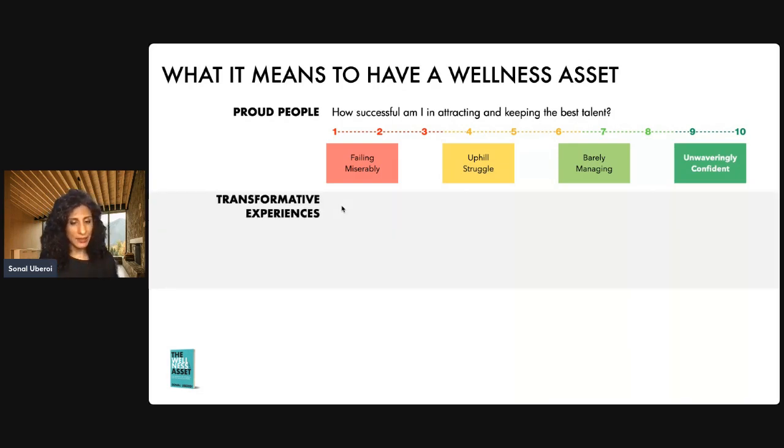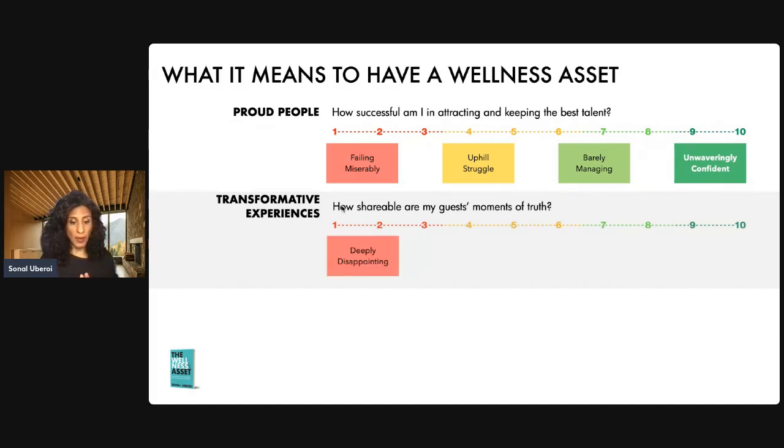The second outcome is transformative experiences. And most hoteliers ask themselves, how shareable are my guests' moments of truth? And those who have a wellness liability, when they put themselves on the 1 to 10 score, have guests that report deeply disappointing experiences. And those in risk report fragmented encounters from their guests.